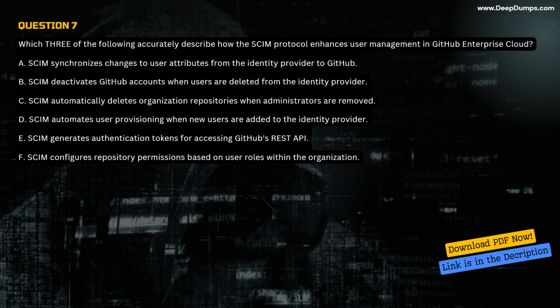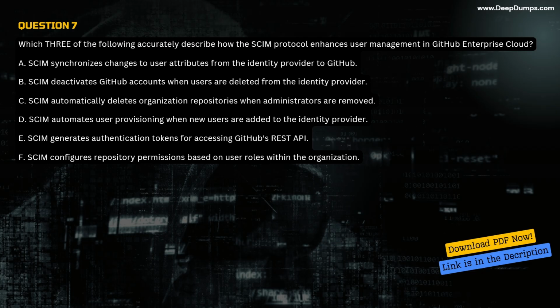A. SCIM synchronizes changes to user attributes from the identity provider to GitHub. B. SCIM deactivates GitHub accounts when users are deleted from the identity provider. C. SCIM automatically deletes organization repositories when administrators are removed. D. SCIM automates user provisioning when new users are added to the identity provider.